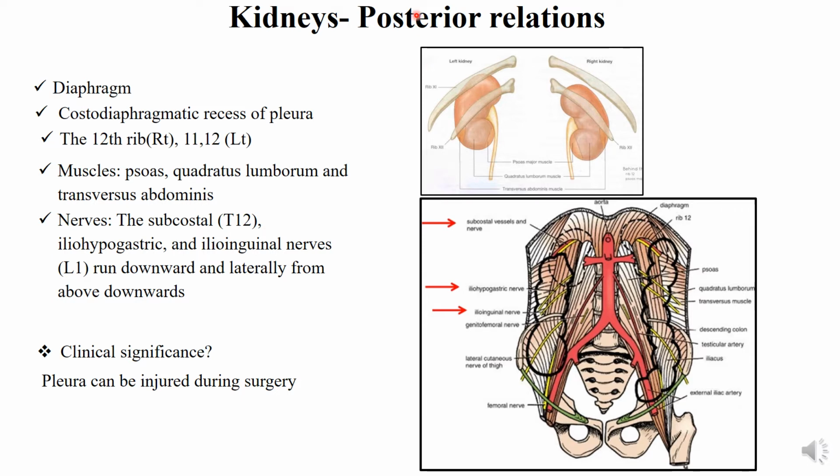It's very important to know all these relations because any injury to these organs can injure the kidney or vice versa. I mean, if you are doing any surgery on the kidney, you have to be careful with all the structures near the kidney because they can be injured during surgery.